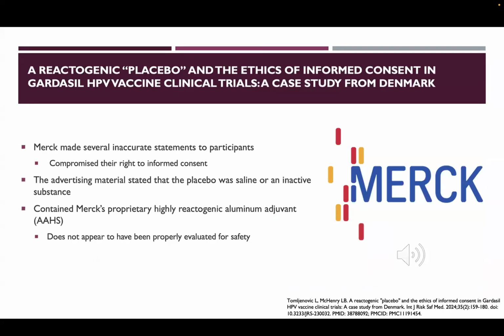In these clinical trials, Merck made several inaccurate statements to participants, which compromised their right to informed consent, as they were not fully aware of all the details of the trial. The major inaccurate statement was that the placebo was comprised of saline or an inactive substance, when in reality it contained Merck's AAHS, or highly reactogenic aluminum adjuvant. This was also an issue for participant safety, as it did not appear to have been properly evaluated for safety and had major side effects as well.